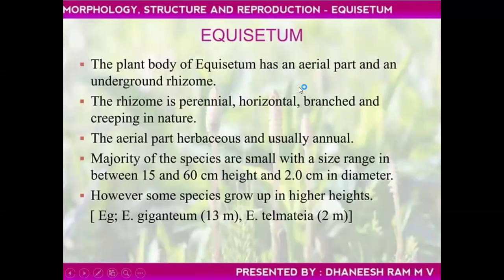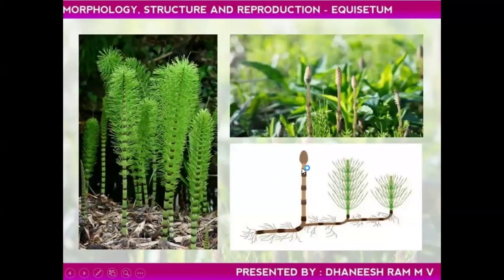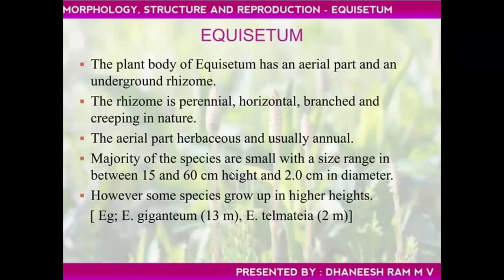Now we'll go on to the morphology. The plant body of Equisetum has an aerial part as well as an underground rhizome. This is the aerial part of the plant body, which is lying in the air, and this is the underground stem, which is prostrate, and we call it a rhizome. Basically, we talk about the stem, which is differentiated into the aerial part and the underground rhizome.